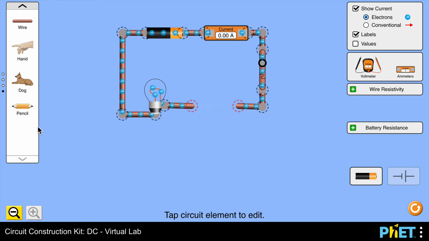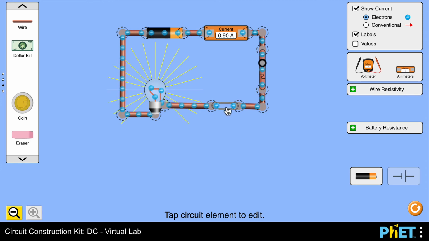Let's see what it is when I place that paper clip back into the circuit. And I end up with, well, one thing is, of course, that lamp is much brighter. But when we look at the ammeter, we end up with a current of 0.9 amps. So a much higher current. And that means that the resistance of that paper clip is much lower than the resistance of the pencil lead.